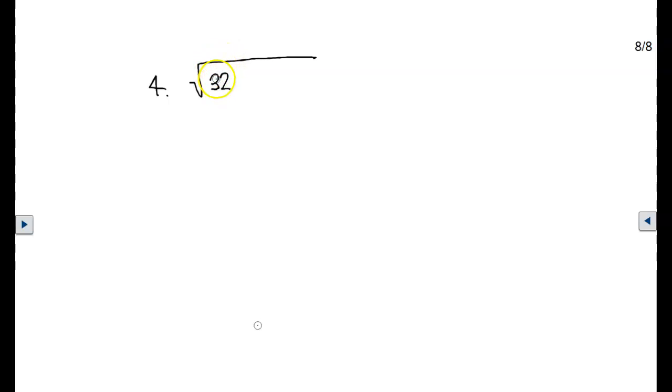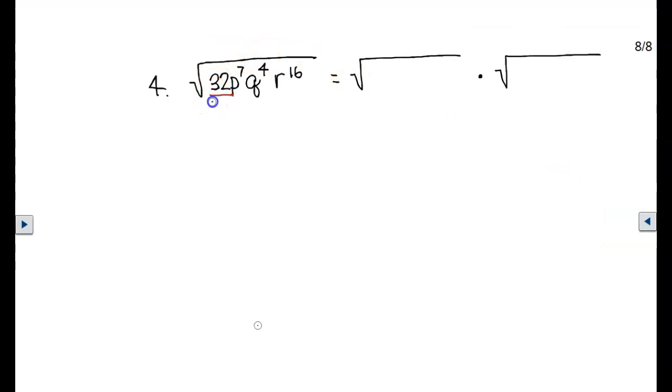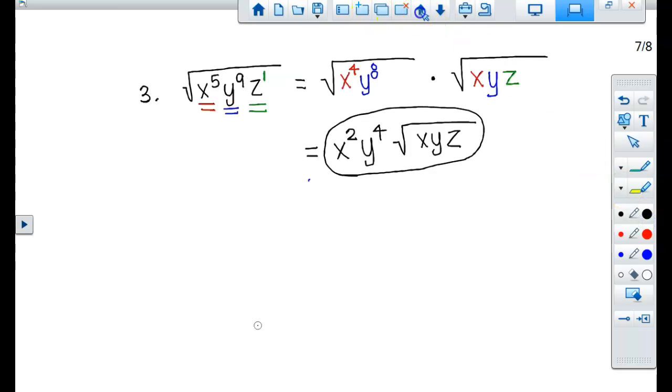All right, let's do the square root of 32p to the 7th, q to the 4th, r to the 16th. To simplify that, we're going to factor it into 2 square roots. Perfect squares are going to go in here, non-perfect squares over here. First, we'll want to go to our list and find the biggest perfect square that 32 will divide by.